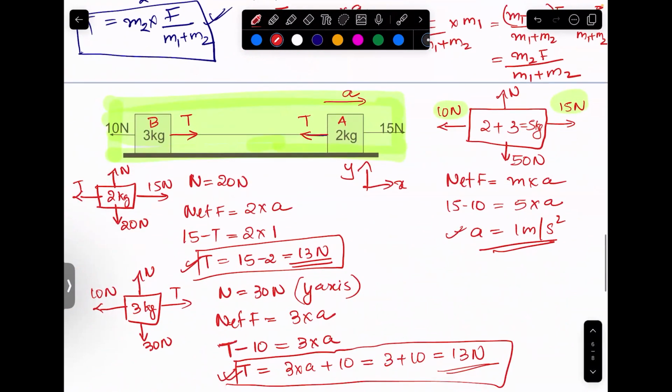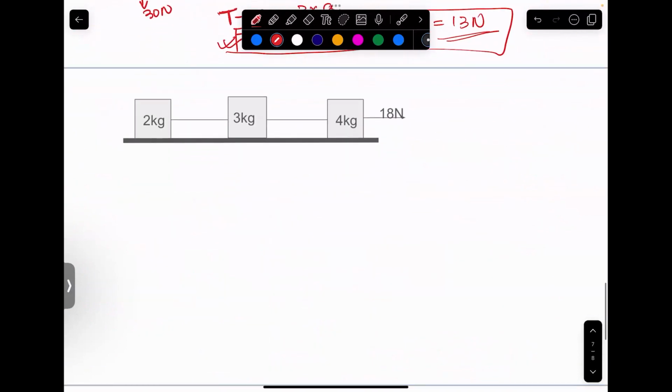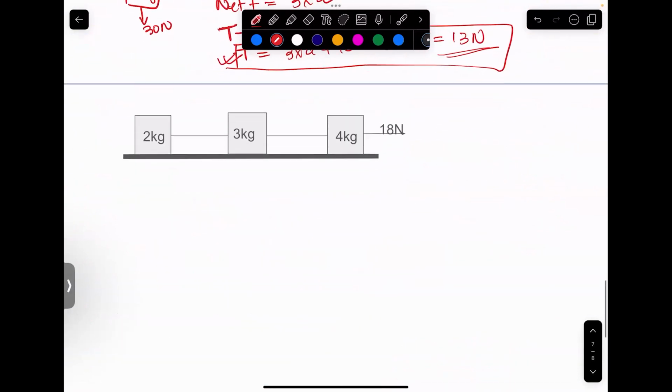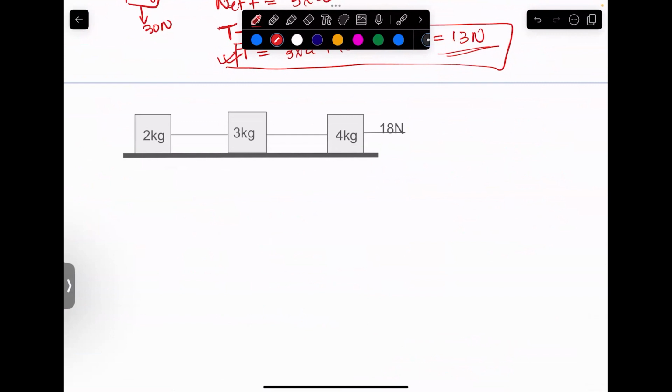Now, next question. Here you are seeing 3 blocks. Block 4 kg and block 3 kg are connected using string 1, and block 3 kg and block 2 kg are connected with string 2.